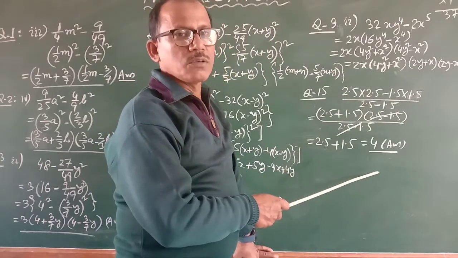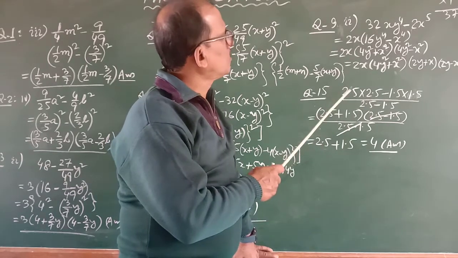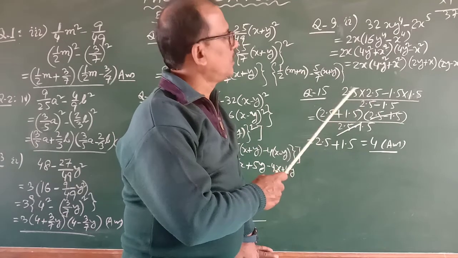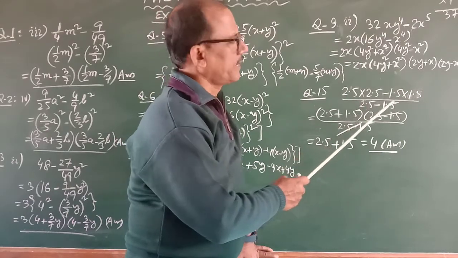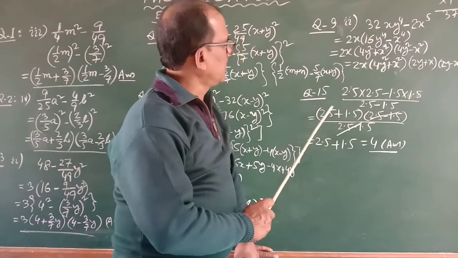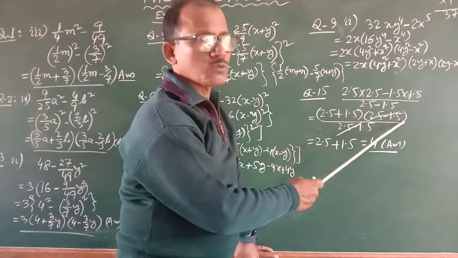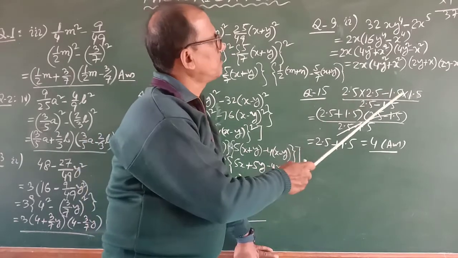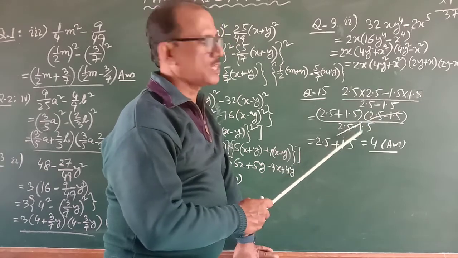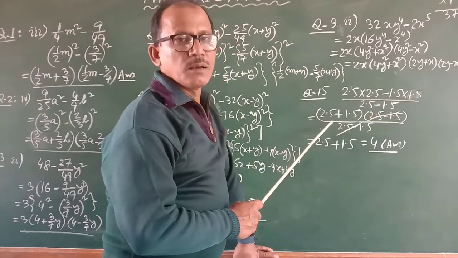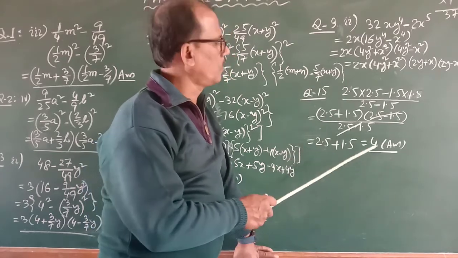Now some of the numericals you will solve by implementing this a square minus b square formula. See, 2.5 into 2.5 means 2.5 square. 2.5 square minus 1.5 square, divided by a minus b. A square minus b square is equal to what? (a plus b) into (a minus b). So (2.5 plus 1.5) into (2.5 minus 1.5). Now a minus b is the denominator, so a minus b will be cancelled. A plus b remains, that is 2.5 plus 1.5. If you add, you will find 4. 4 will be the answer.